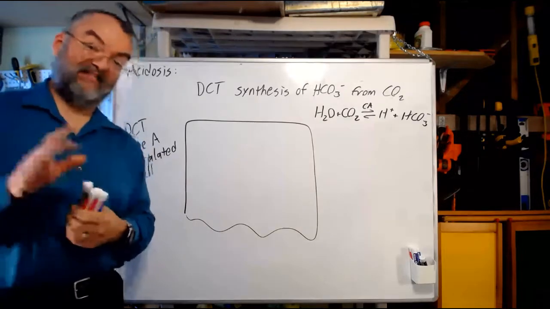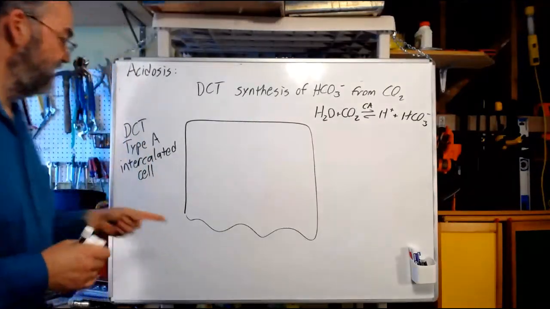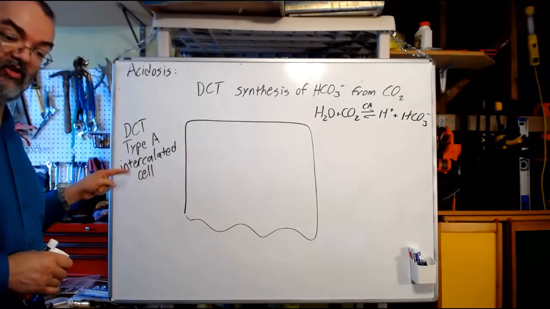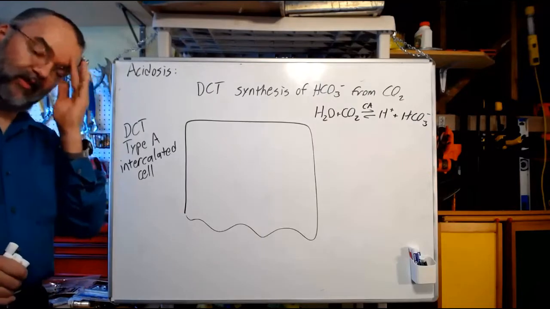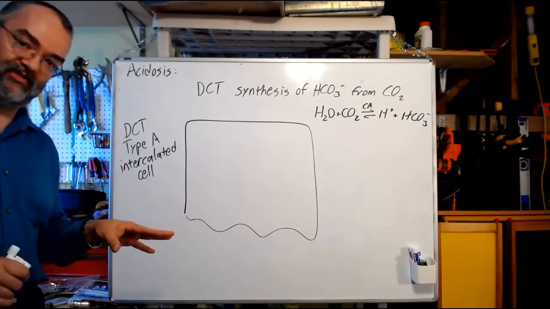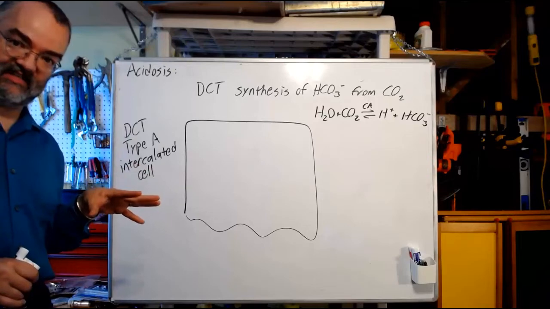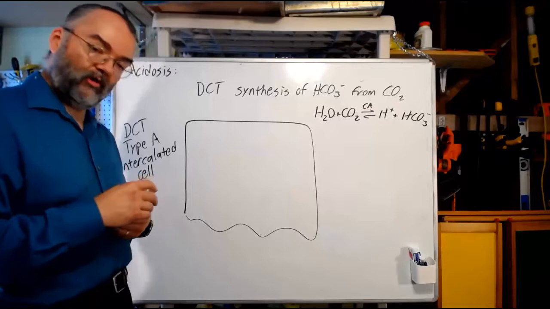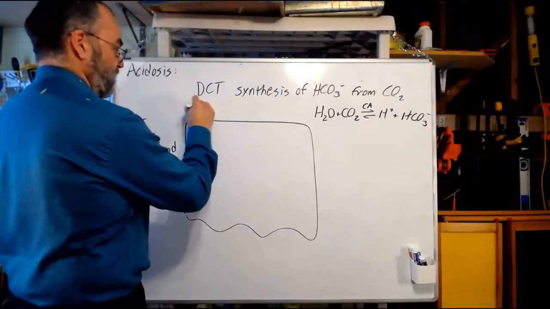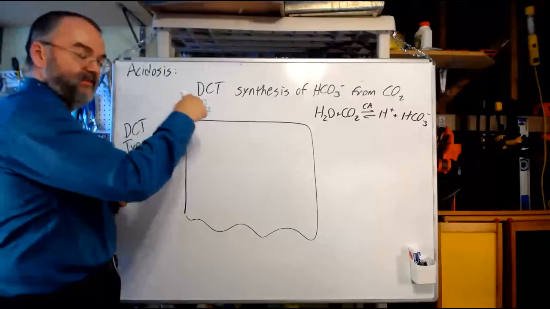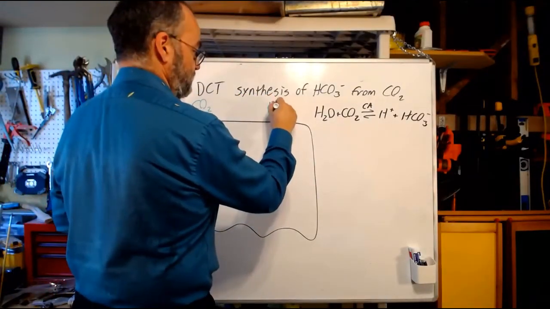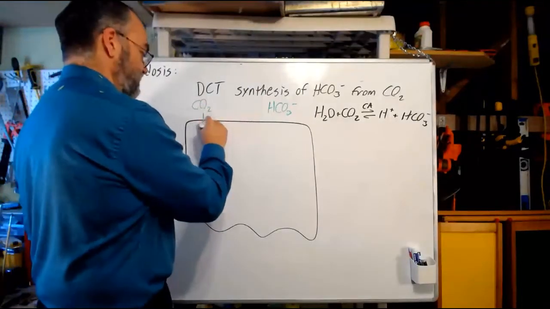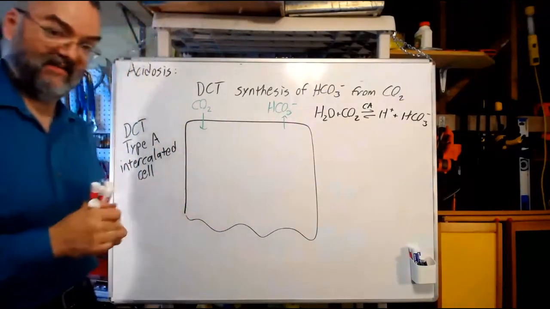Okay, let's talk about how the DCT can help us with acidosis. This is going to take place in the distal convoluted tubule in something called a type A intercalated cell. You may remember that when we talked about aldosterone, we talked about the principal cells. This is one of the other cells in the DCT. This is an intercalated cell type A. Now, our goal here is going to be to take a carbon dioxide from the blood and return it as a bicarbonate ion. So I want to take this and give back that.